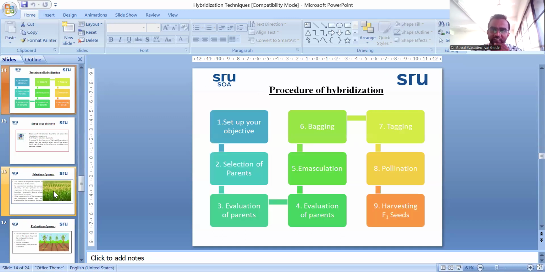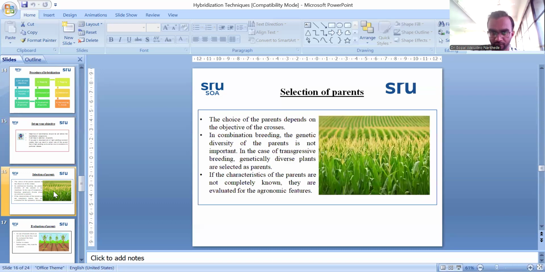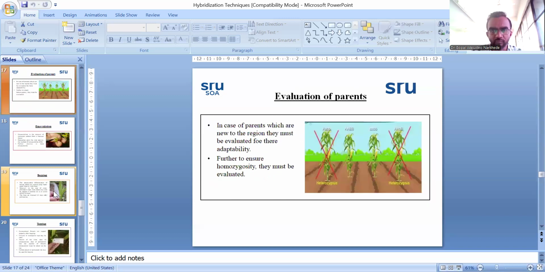Last, we will deal with the procedure of hybridization. First, you have to set up your objective. What is the objective of hybridization? Why are you doing hybridization? If your goal is development of a high yielding resistant variety, then you need to select one parent that is high yielding and another that is resistant to a particular disease of your interest. So you have to select the parents according to your objective.